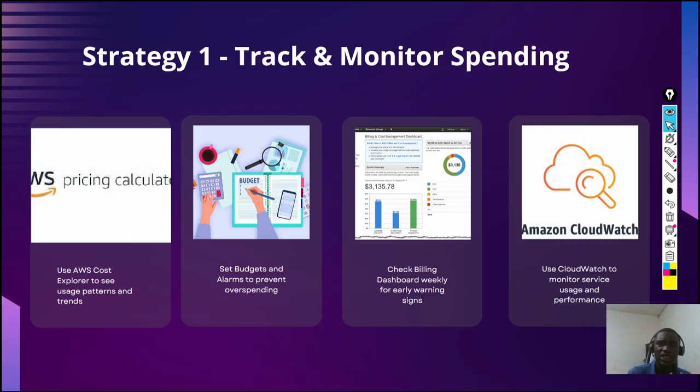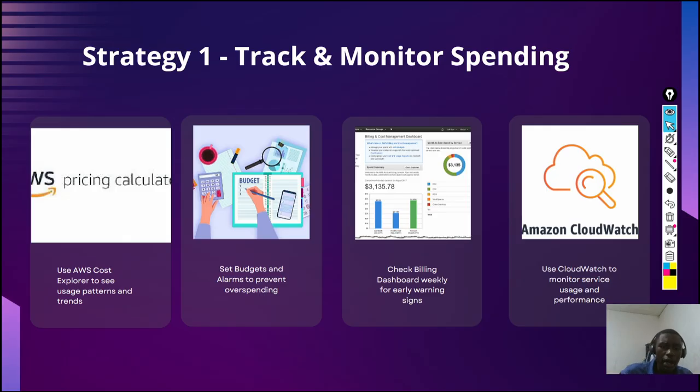The first strategy that we are going to look at is tracking and monitoring spending. Tracking and monitoring is indispensable in cost optimization in the AWS cloud. For you to know that this resource is costing me high, and this resource is costing me low, this resource is being overused or underused, you have to be able to monitor those resources. If you do not monitor the resource, you will not know whether this one is costing me high or not. You will just see bills, and you won't even know where those bills are coming from.